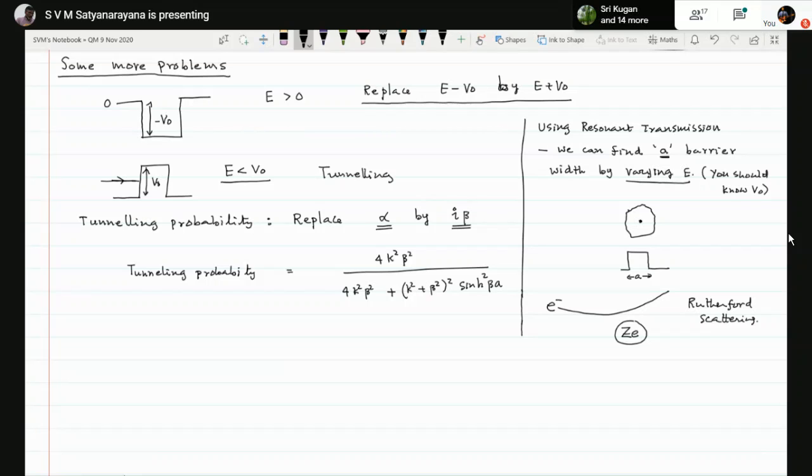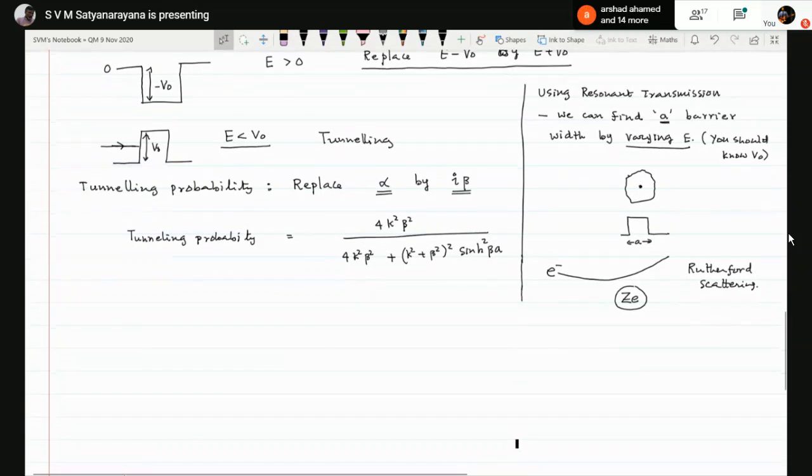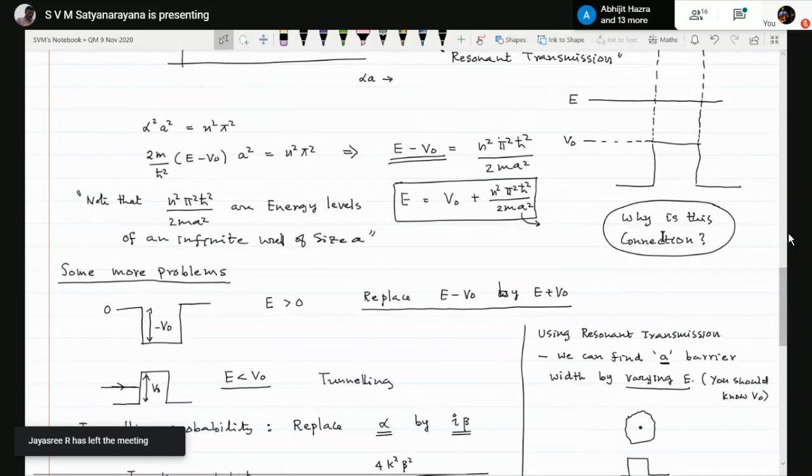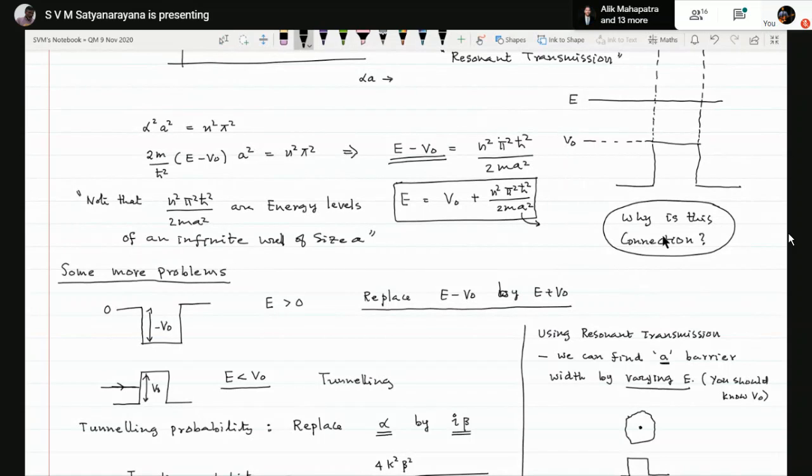So this is a very nice problem where you can calculate these things quite easily, by some simple bookkeeping. At the same time, you can get the condition for the resonance. Now let's go back to this question that we asked. What is the connection? Does anybody have some clue? Why is there a connection to the particle in a box energy levels? Have you noticed this anytime?